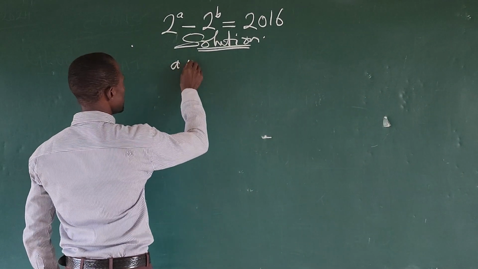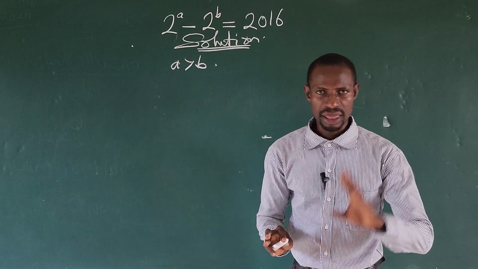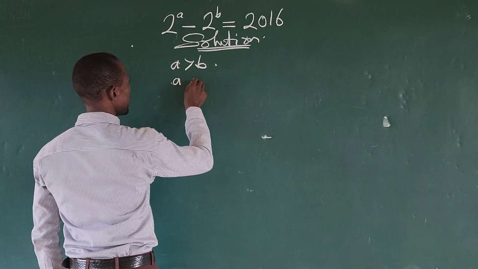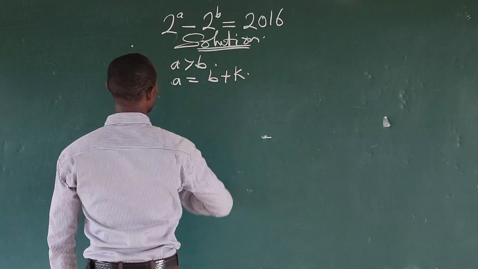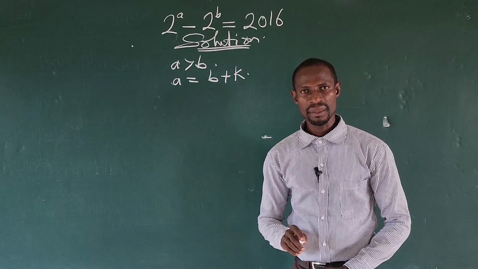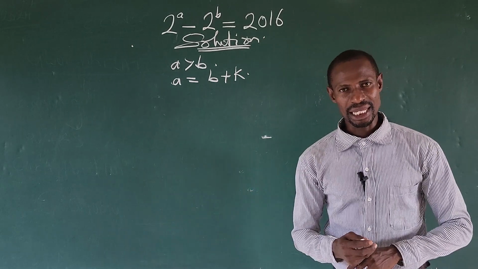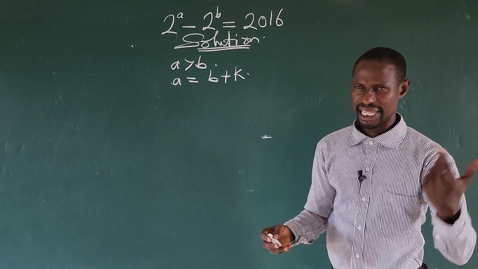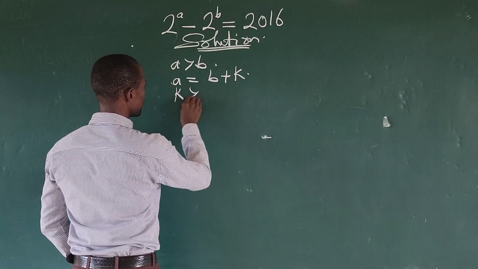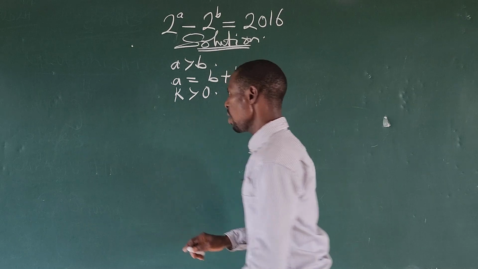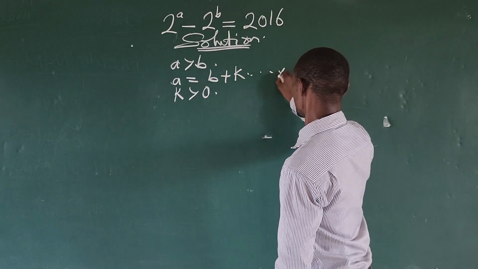So from here we have a is greater than b. If a is greater than b, then we can boldly say that a is equal to b plus some constant k. Will k be less than 0 or greater than 0? Again, k will be greater than 0. Now let's look at this part here. Let's call this equation star.